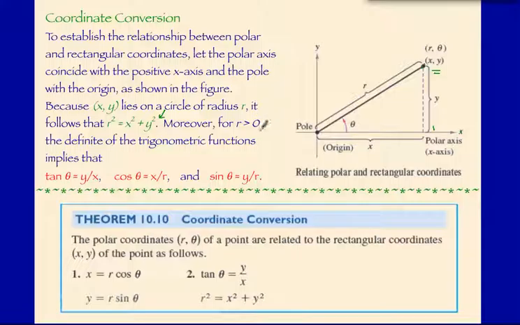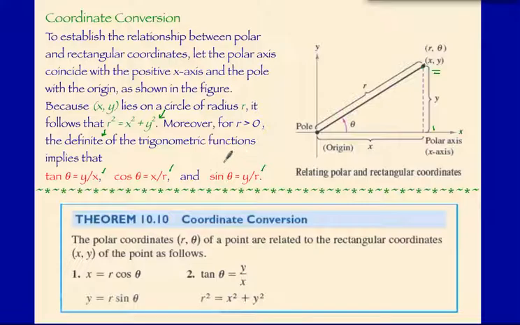Also, when r is greater than 0, the definition of the trigonometric functions implies that... I am not sure what that sentence is supposed to say, but we'll say this. Notice that as you're looking at this triangle and theta, you can see that these relationships apply. Isn't it true that the tangent of theta is y over x? Isn't it true that the cosine of theta would be x over r? Isn't it true that the sine of theta would be y over r? So these three relationships will help us also to convert between rectangular and polar coordinates.